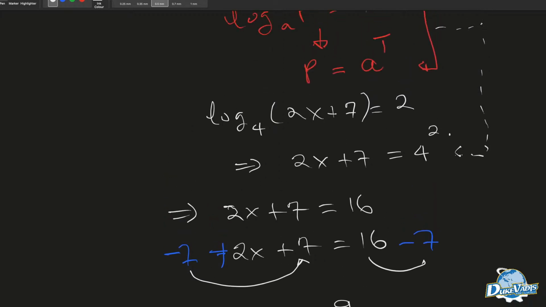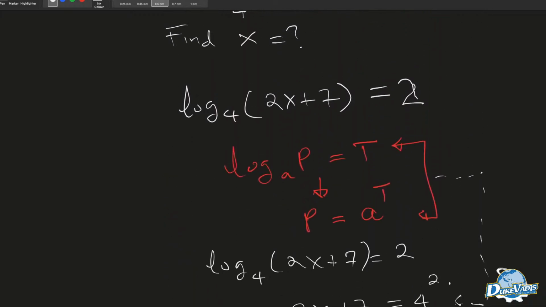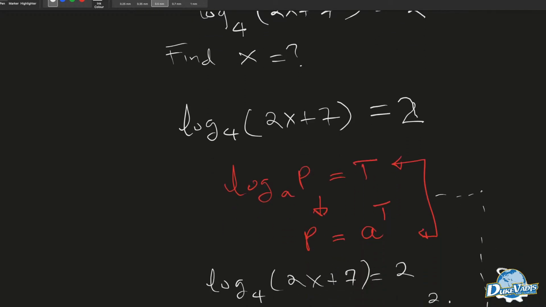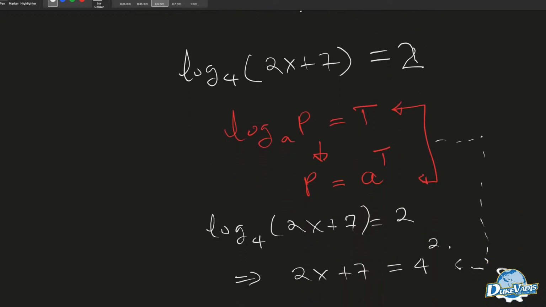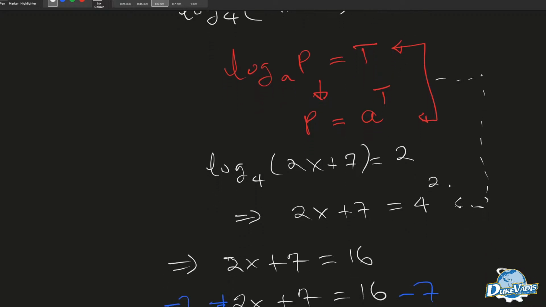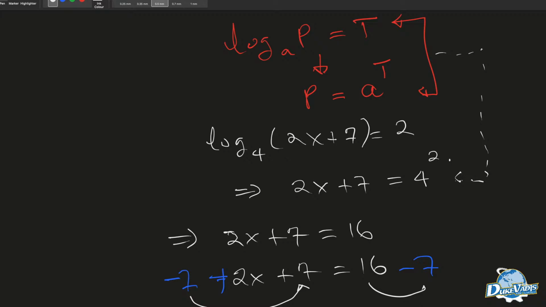So as you can see, all we did was apply some of the principles of logarithm that we learned earlier. By so doing, we changed the form of the equation. You see the 4, which is over here, is moved under the 2 to become 4 to the power 2. And after that, the rest becomes simple algebra.